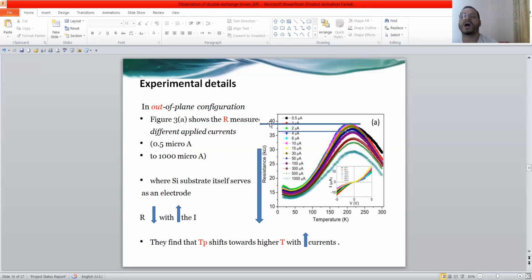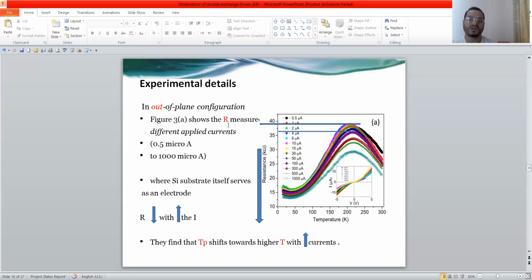Here, let's start to talk about the second method to calculate electric resistance, the out of applying configuration. In this figure, figure 3a, we see the temperature on the x-axis and the resistance in kilo ohm on the y-axis. Let's start to explain the curves, all of these currents, and what each color means.